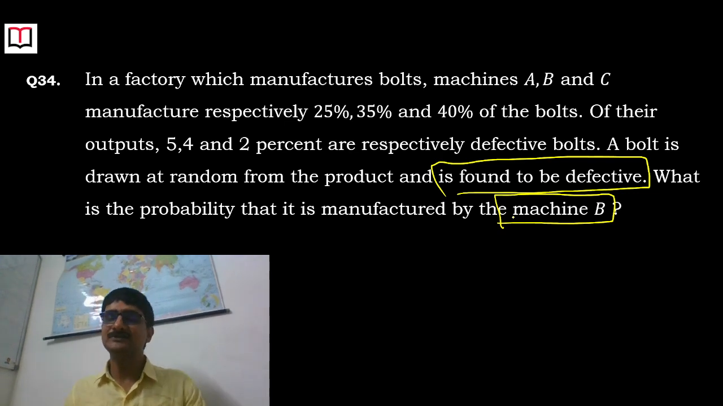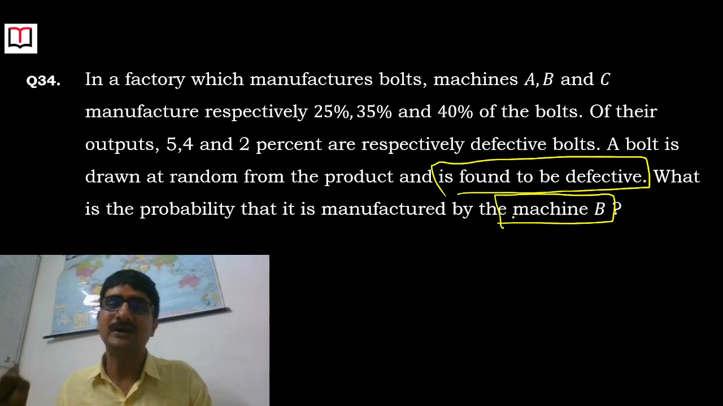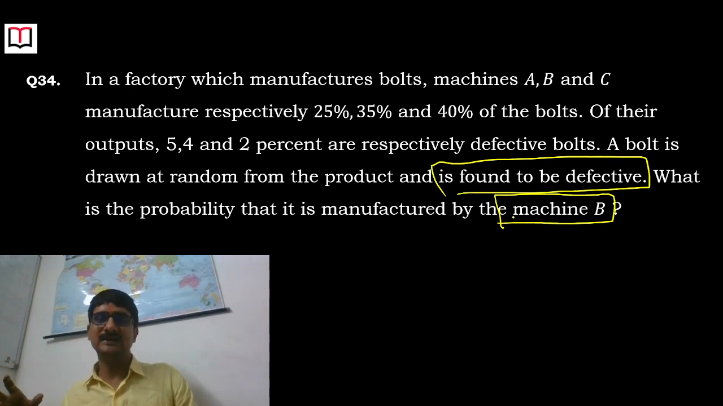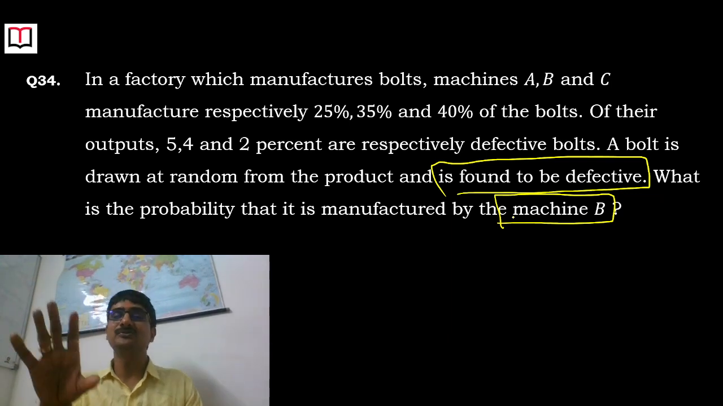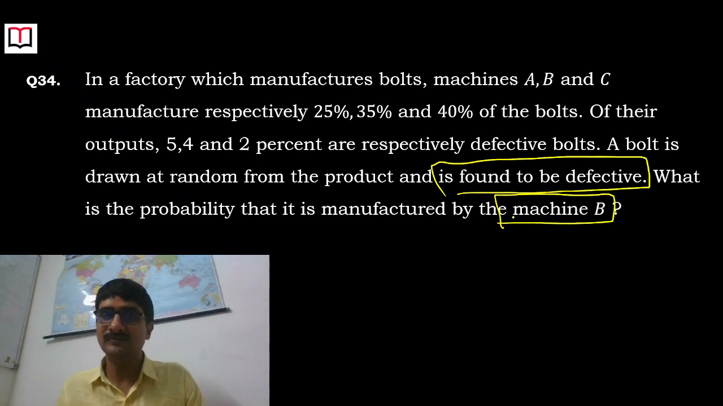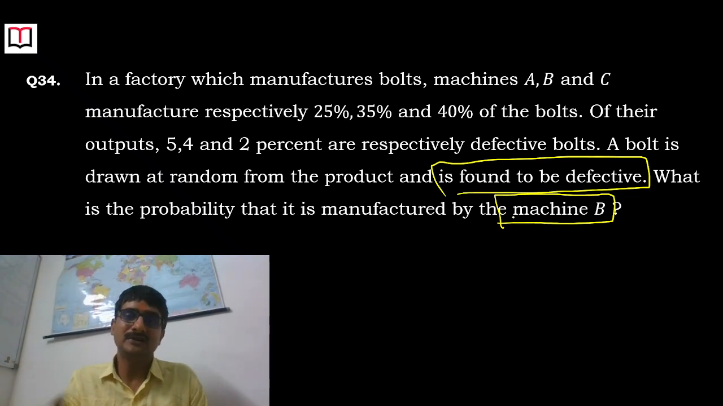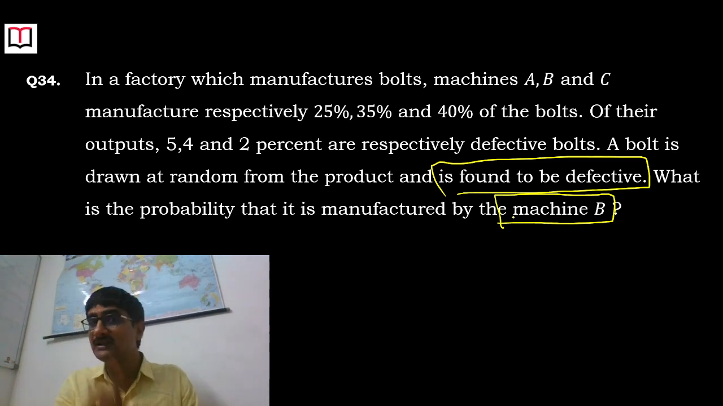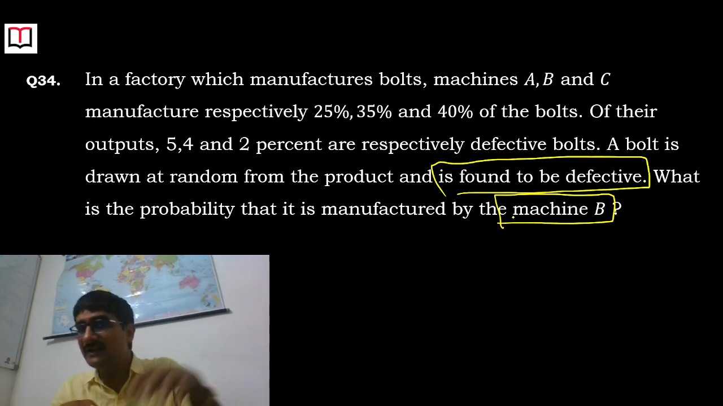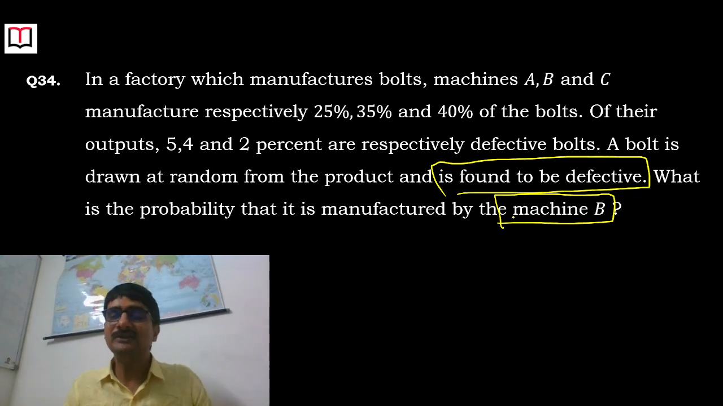Okay, so here that's what is happening. A bolt is drawn, selected and found to be defective. So you are shown, okay, see, I got an object and I'm showing you it's a defective object. Now you have to tell me that this object was made by machine B. Now where it was made is a thing of the past, isn't that?